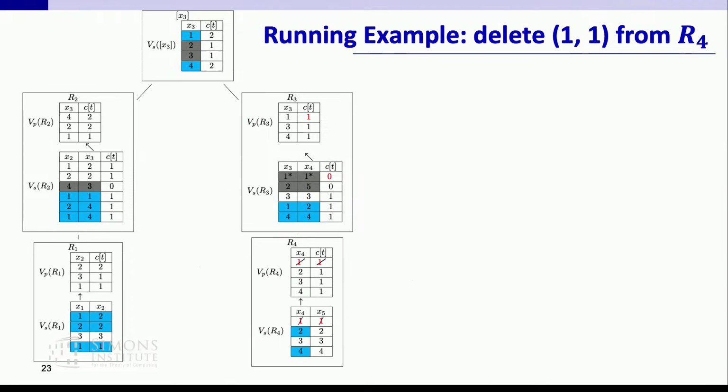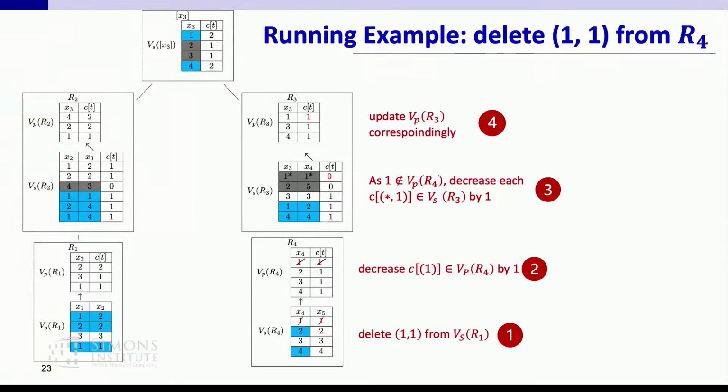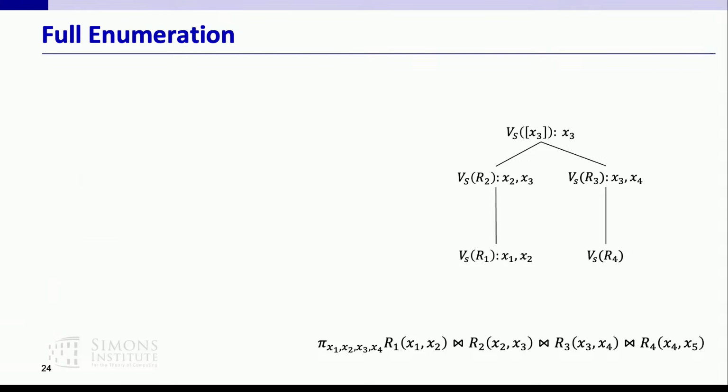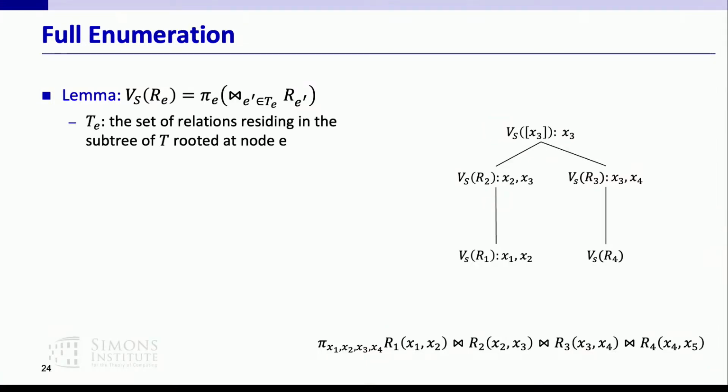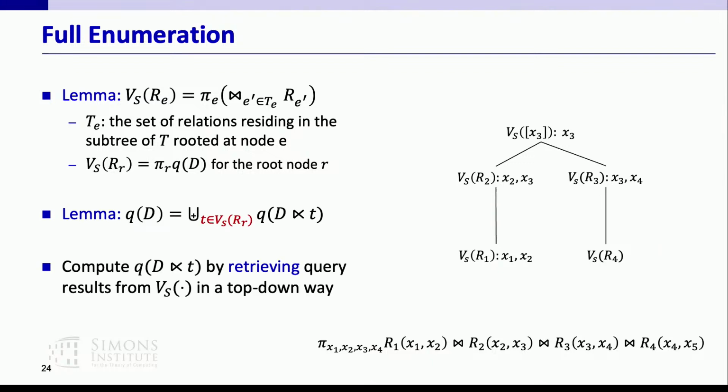So the deletion will be similar. So I think I will just stay here. And when we have the full enumeration, it's not hard, because the key observation is that the information stored in a semi-join view is exactly the local join result in the subtree rooted at this node. Then if we look at the root of this tree, the semi-join view is exactly the projection of the join results on this attribute. So we only need to retrieve the query result for each tuple in the semi-join view of this root node, in a top-down manner.